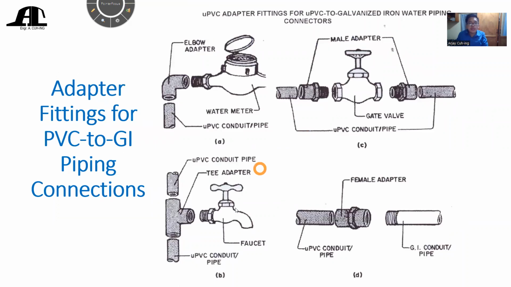Okay? So for your info lang, class, discuss natin to. So ito yung sinasabi natin, no? Supposedly kasi medyo mahirap yung PVC to GI pipe. Bakit? Kasi nga, sometimes yung PVC natin, walang threading. Okay? Especially kung PPR yun. Ay, hindi. Supposedly meron pala, no? Kasi naka-thread na yun. So ito yung sinasabi natin, no?